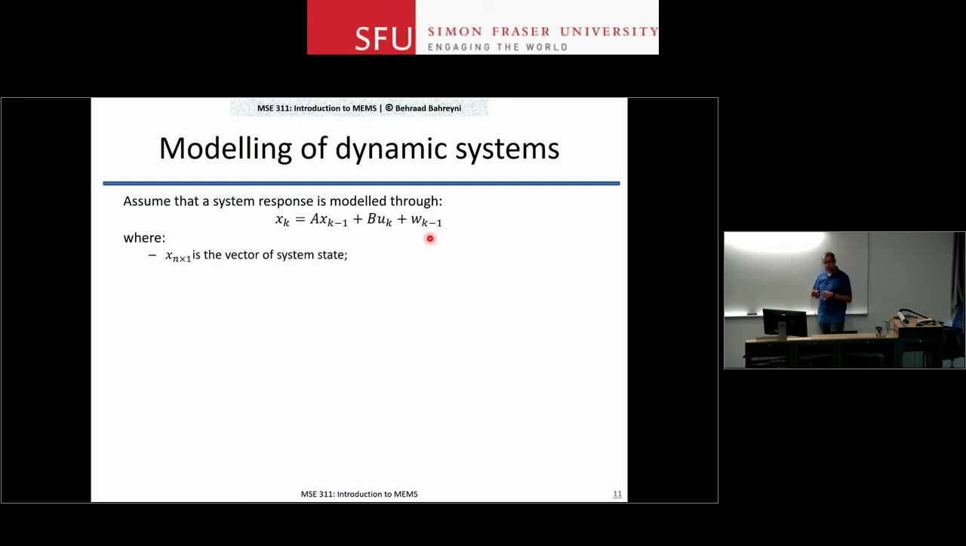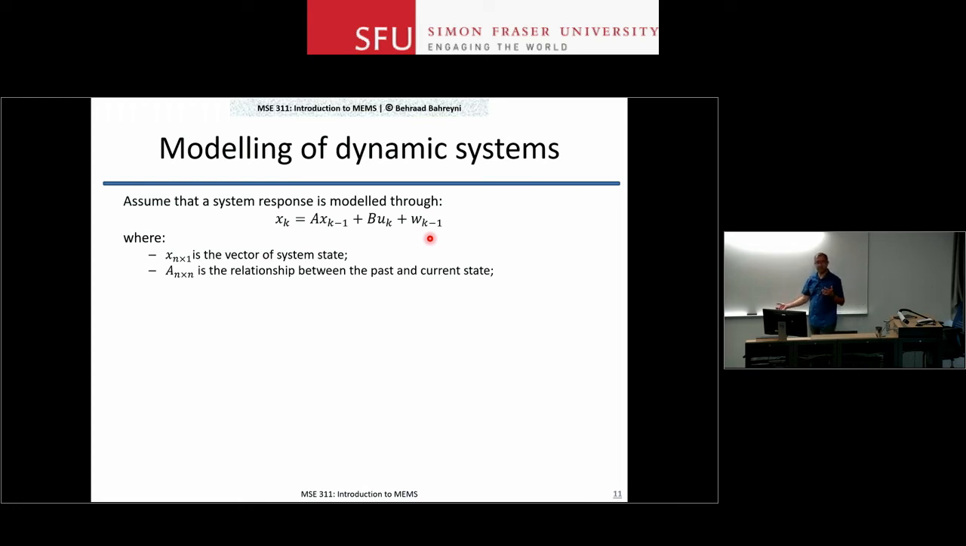X is your system state. For mechanical systems or in classic mechanics, this could be your displacement, velocity, and acceleration, right? These are the three variables that you want to monitor for a system in order to figure out its present state. Depending on the application, X can have different elements.